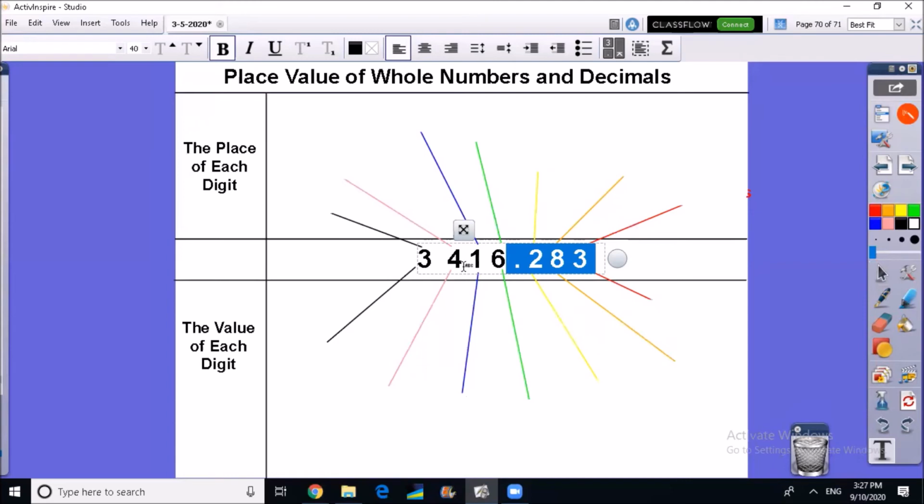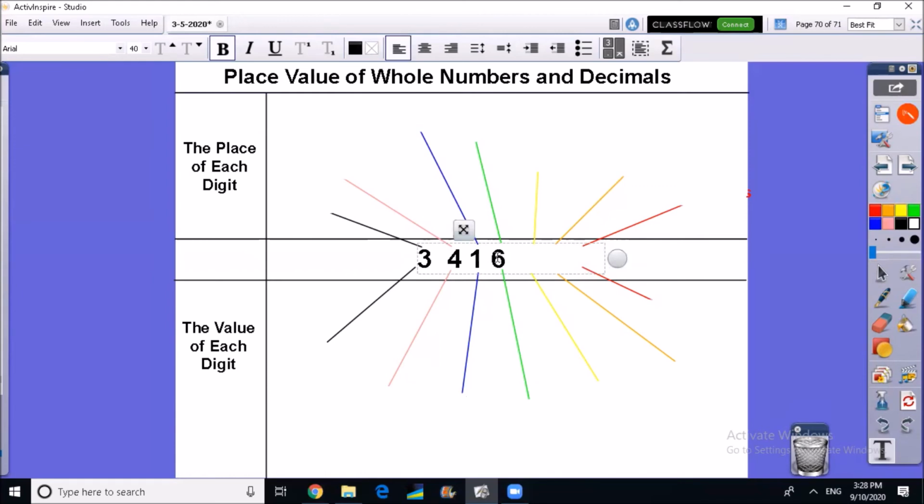So here, 3,416.283, we need to find the place and the value of all these digits. The same thing that we've done when we ignored the decimal point and what's after it, we're going to do right now here. As if this is not there, what is the place of the 6? So don't say that 3 is the units. No, we have a decimal point and some digits after it, we need to hide them.